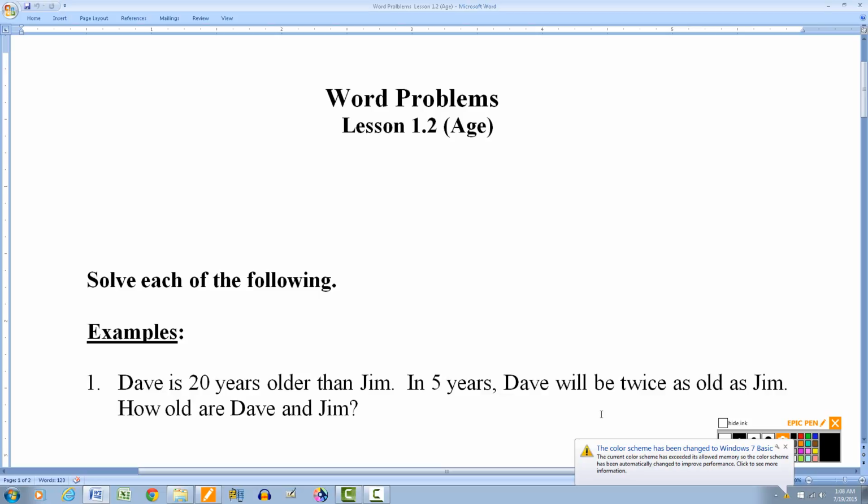Okay. So the first one states: Dave is 20 years older than Jim. In 5 years Dave will be twice as old as Jim. How old are Dave and Jim? So we're going to find the ages of the two persons. That's pretty straightforward. So we set it up. We're going to use an equation. So obviously we're going to deal with variables, x, y. That's your choice. Doesn't matter what variable you pick.